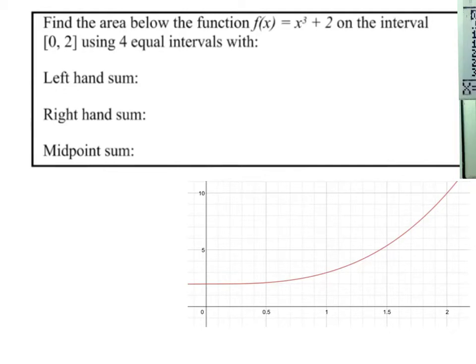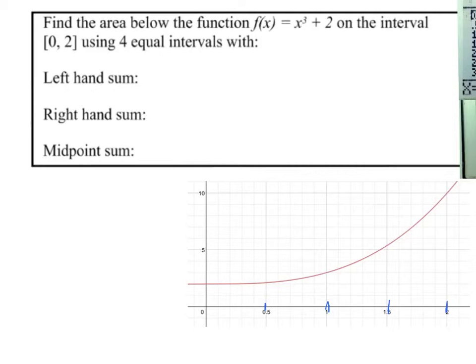In this video, we're just going to talk a little bit more about Riemann sums and then start introducing the notation for an integral. First of all, we're going to find the area below x cubed plus 2 on the interval from 0 to 2 with 4 equal intervals. So, of course, from 0 to 2, we go up by 0.5s. Okay? So you can see those are going to be kind of our breaking spots.